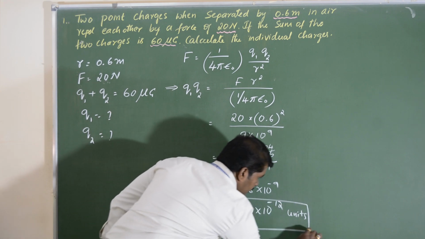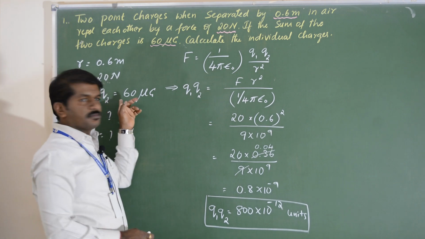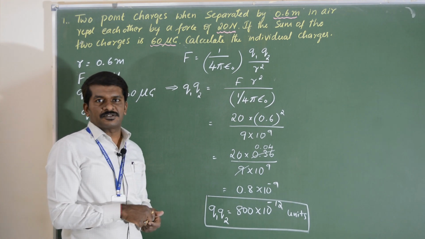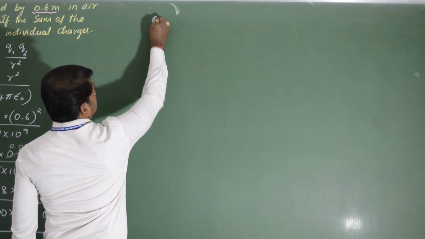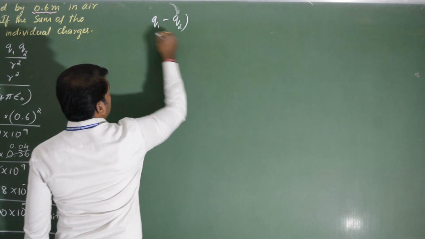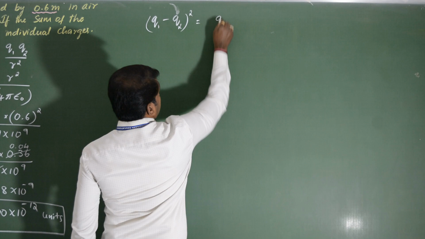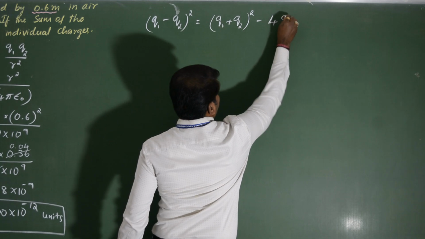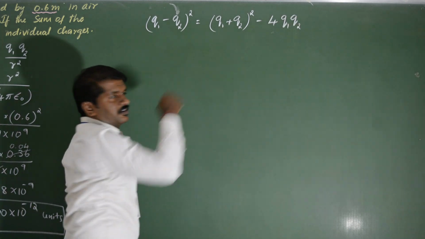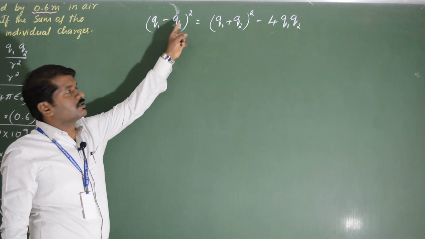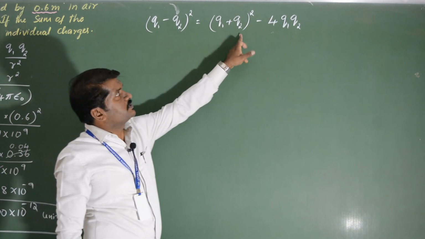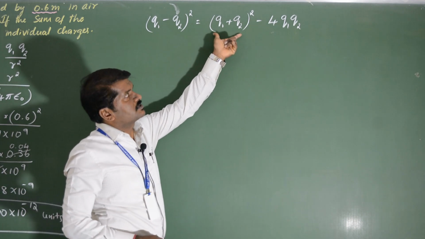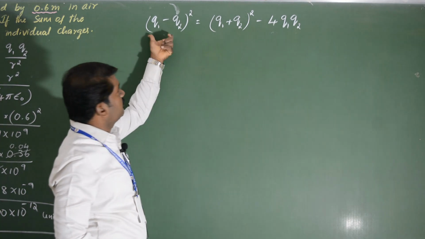Now we got the product of two terms. We know the sum of two terms. Then we can rearrange and solve for the value of the difference of two terms. So we know that Q1 minus Q2 the whole square is equal to Q1 plus Q2 whole square minus 4 Q1 Q2. This is a standard formula, that is a minus b the whole square is equal to a plus b the whole square minus 4ab. If I substitute the values of Q1 plus Q2 and Q1 Q2, we can get the value of Q1 minus Q2.